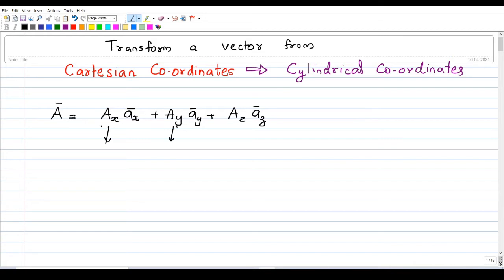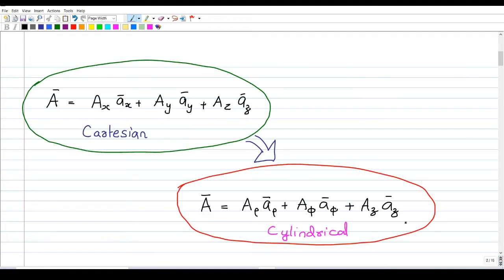capital Ay is the component of A vector along y direction, and capital Az is the component of A vector along z direction. And these small ax, small ay, small az are the unit vectors along the respective directions. These things we have already seen. Now we want to transform this vector to another coordinate system, the cylindrical coordinate system. So we will see how to do that. So this is our vector given in Cartesian coordinates.